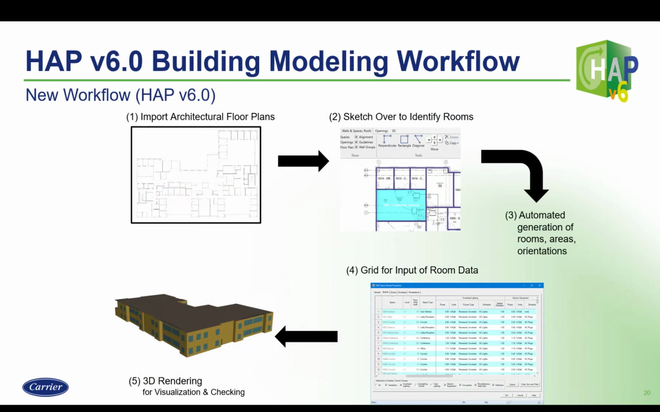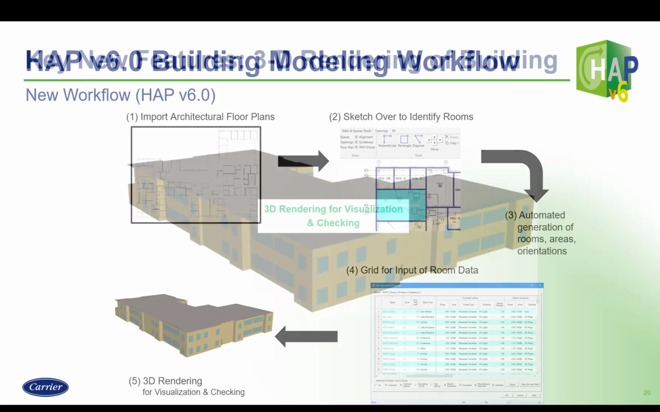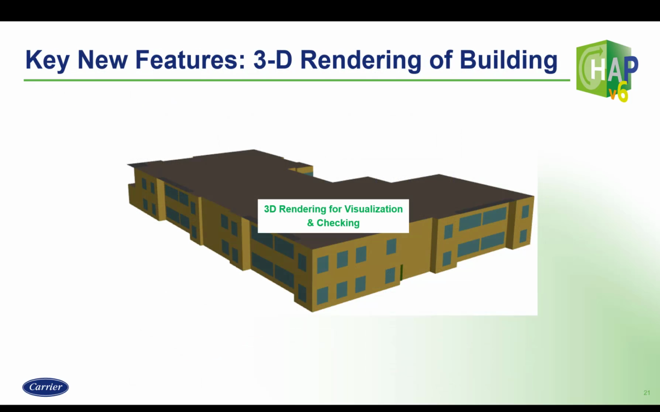In step 5 of the new workflow, the sketch over dimensions of all spaces are used along with the floor-to-floor heights, etc. to create a 3D representation of the building. The 3D rendering can be rotated with your mouse to examine the orientations and views for an overall visualization and inspection of the building. This is especially valuable on multi-floor building projects. One example is potential misalignments between floors in the PDF would show up in the 3D rendering and then could be corrected.